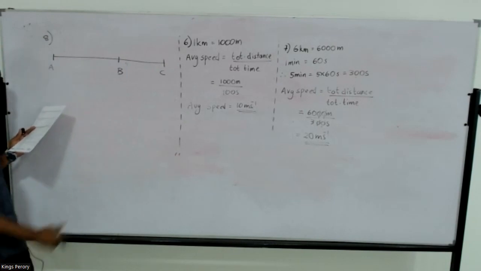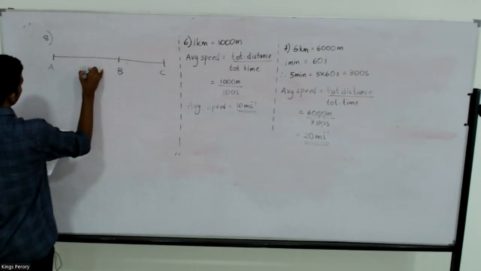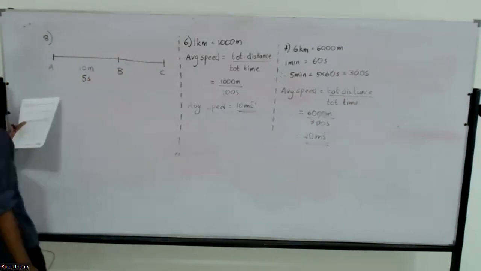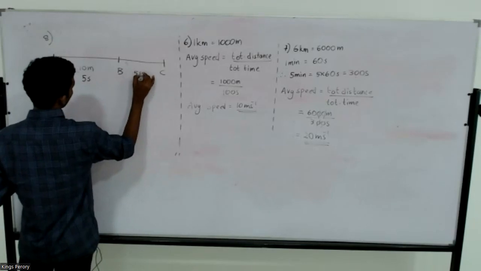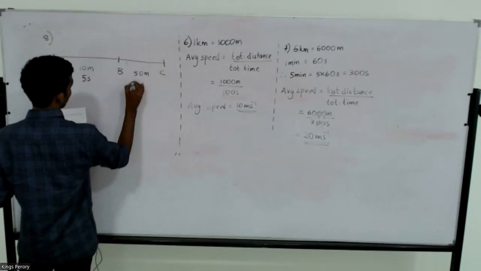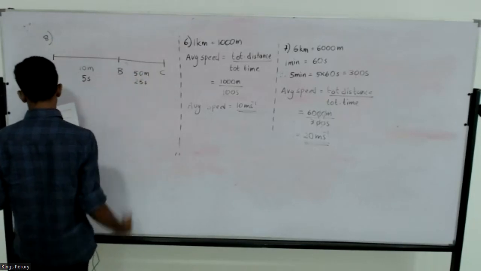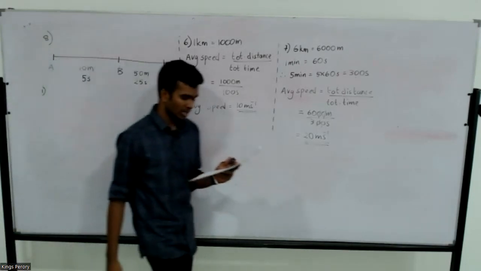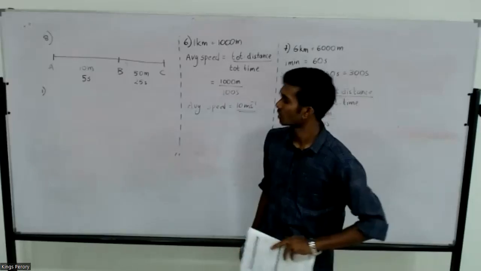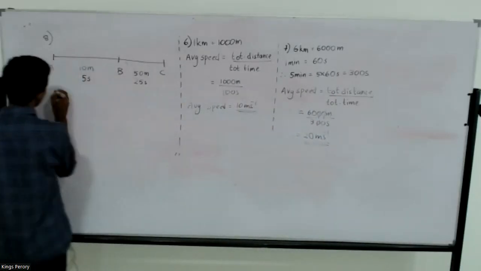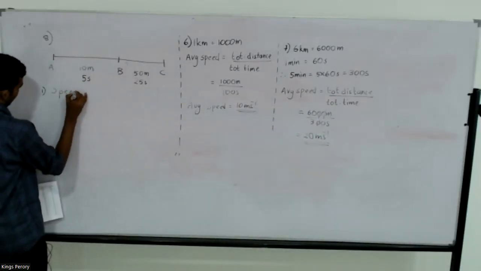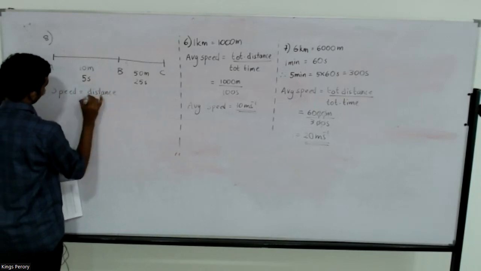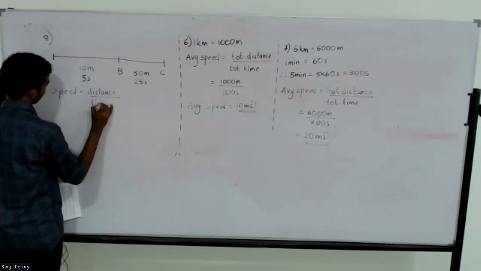A to B, how much distance? 10 meters in how many seconds? 5 seconds. B to C, how much distance? 50 meters. How many seconds? 25 seconds. Question 1: What is the speed of the boat in the journey from A to B? Speed equals distance divided by time. What's the distance?